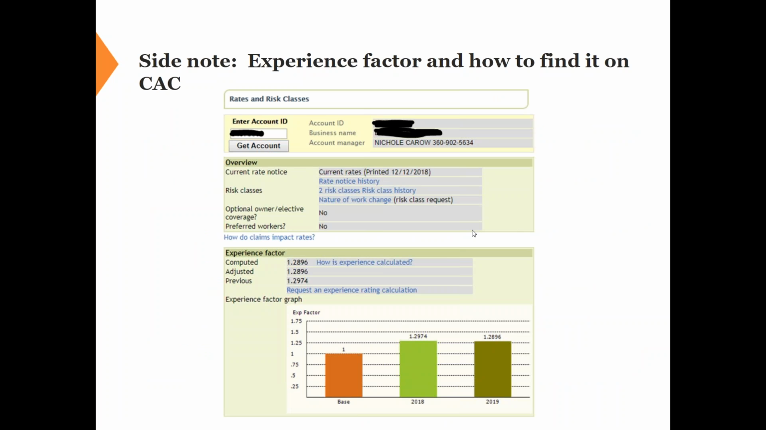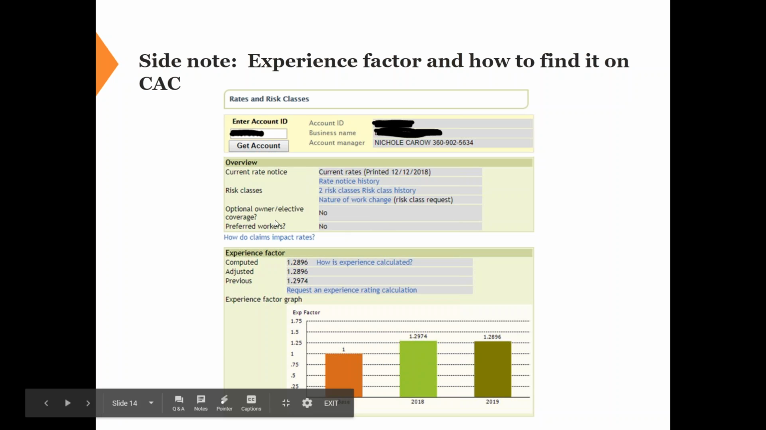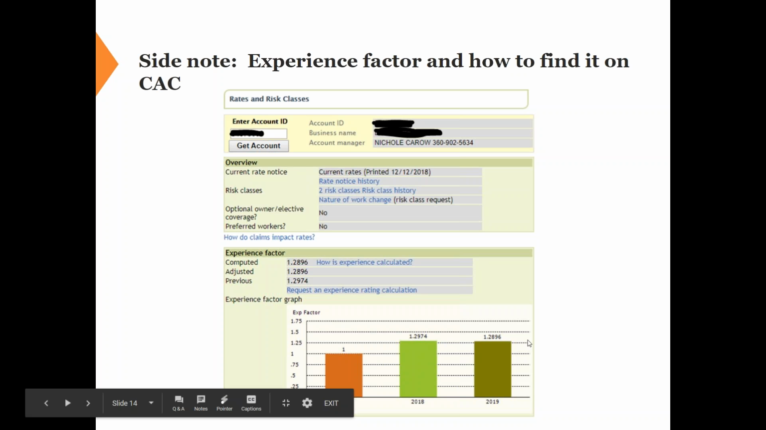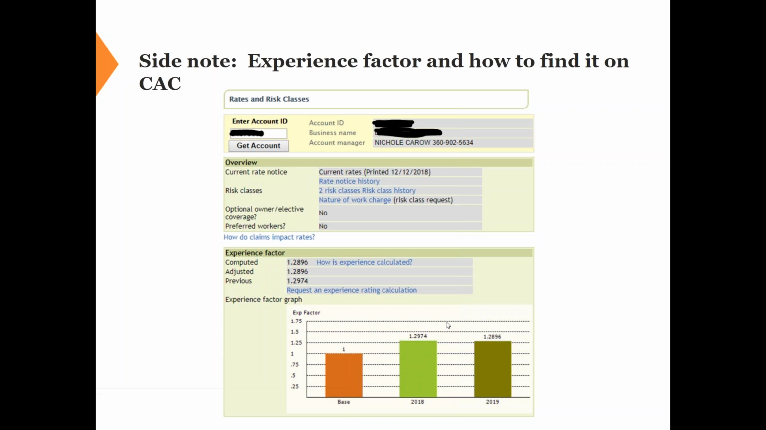This is just an example. I took off all the identifying information of an account that we've got in the group, but you can see down here the experience modification rate, and that's why that's important. Everybody comes in as a base rate of 1. So in this example, the employer is kind of creeping up. That's where those medical only discounts can really help you if you're taking advantage of them.